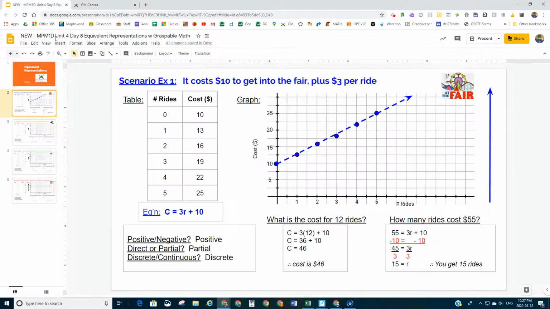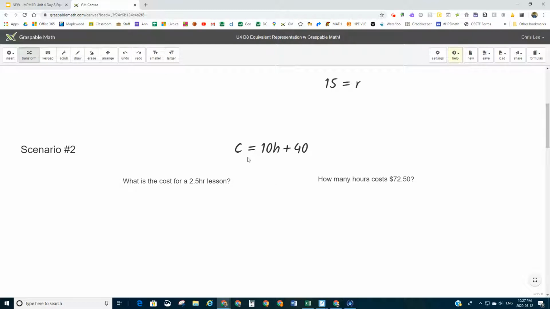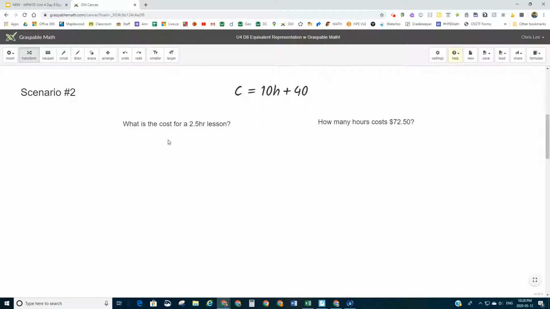So we're now going to look at the other two scenarios. The next scenario would cost $10 an hour for snowboard lessons and $40 for a lift ticket. So that equation is represented with C equals 10H plus 40. So the cost equals $10 per hour, the H for the lesson, plus the $40 lift ticket, which is your flat rate. So we're going to now figure out what the cost is for 2.5 hours.